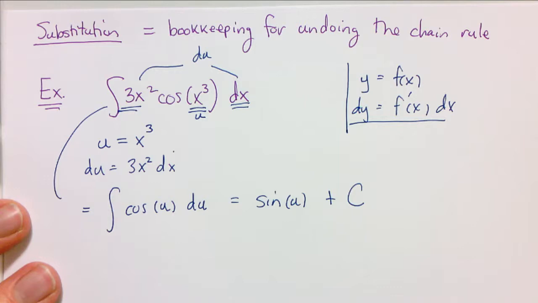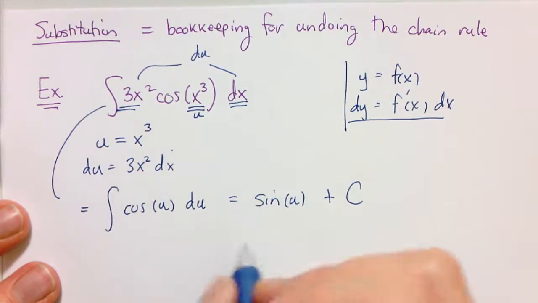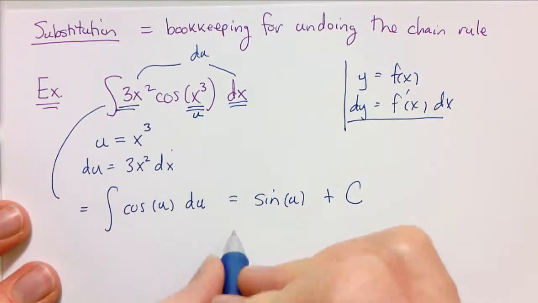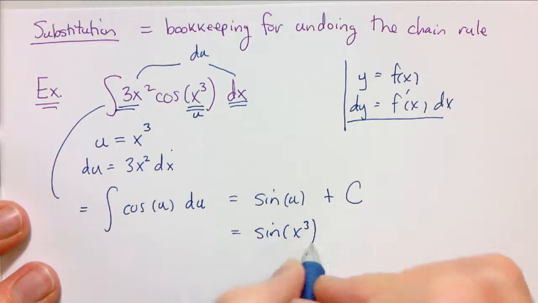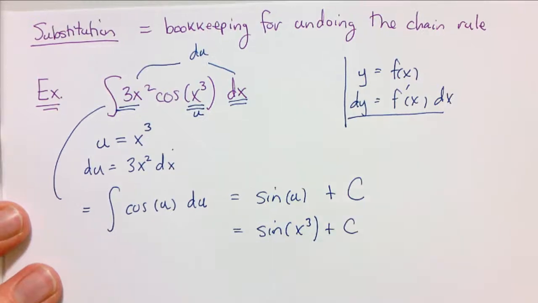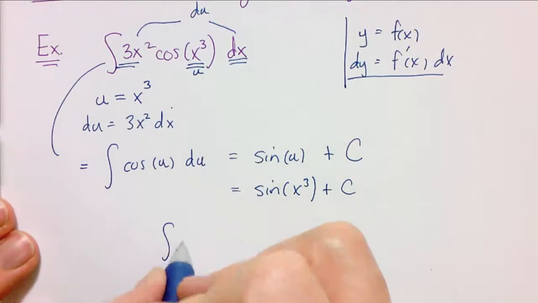I started with a function in terms of x. I want to finish with a function in terms of x. So remember, u is x cubed. This is just a good way to take care of the bookkeeping associated with undoing the chain rule. So our final answer, I'm going to rewrite it. We've already seen this.